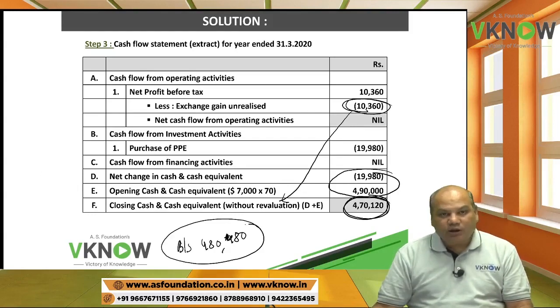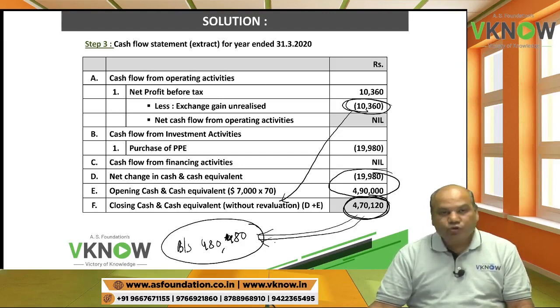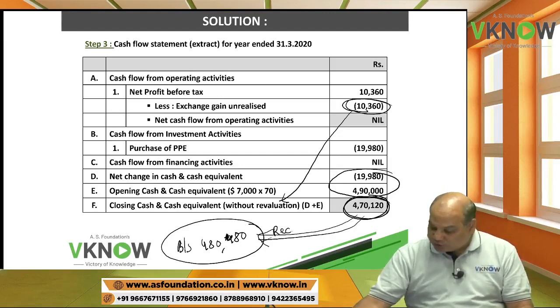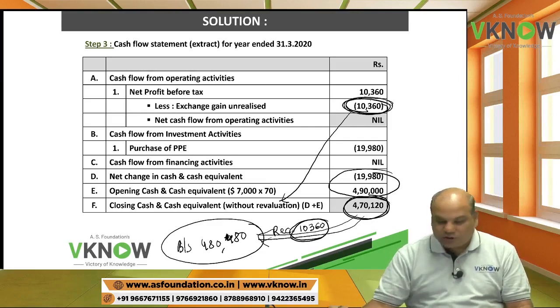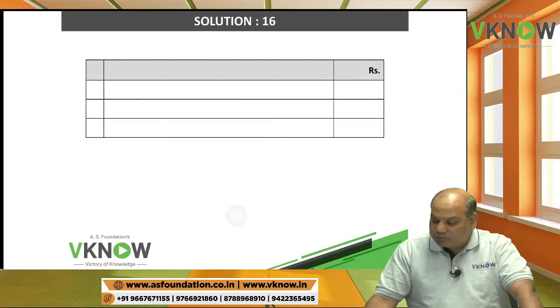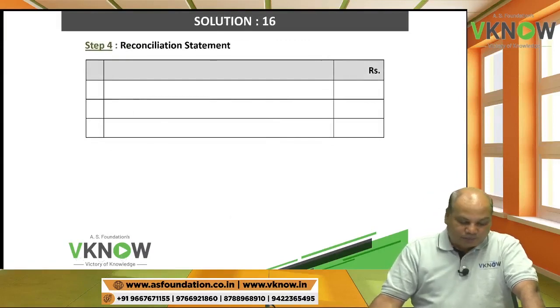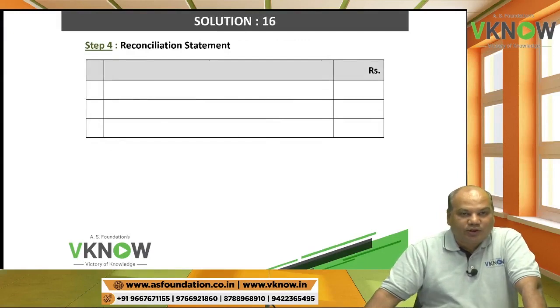This will appear in balance sheet. So what will he do? He will get confused. So you have to prepare a reconciliation statement and you have to tell him the difference of 10,360 is because of exchange gain unrealized. So write down one reconciliation statement.